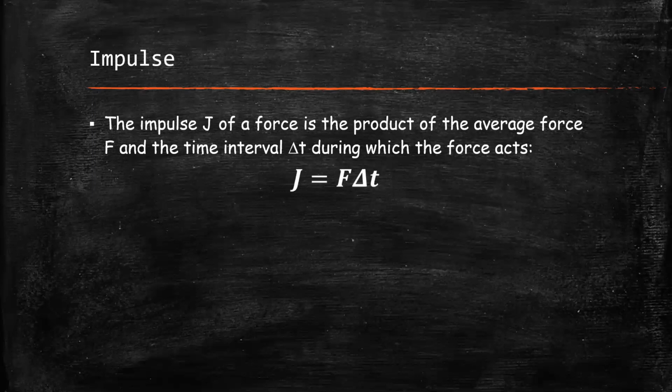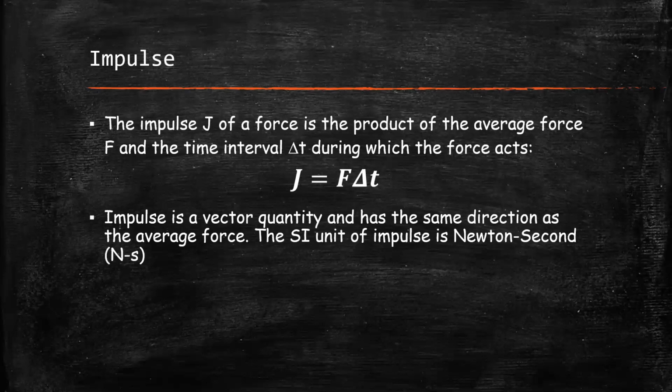In symbols, we have capital J, which is the symbol for impulse, equal to the force times the duration of time, or the interval of time that the force is applied on the object. Impulse is a vector quantity and has the same direction as the average force. And the standard unit for impulse is newton second.